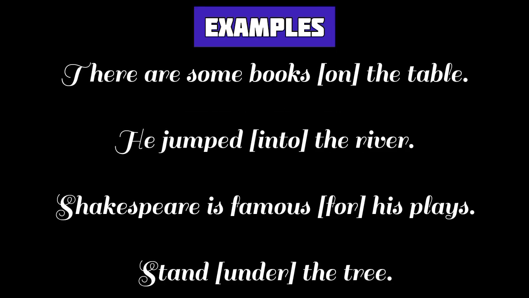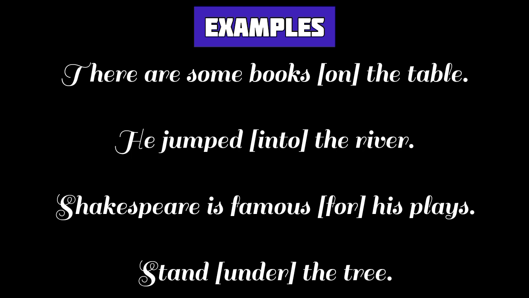Now let's look at some examples of prepositions on your screen. There are some books on the table. Here on is the preposition and it has come before the noun table. Here the preposition on is showing the relationship of place between the table and books. The preposition on is indicating where the books are.